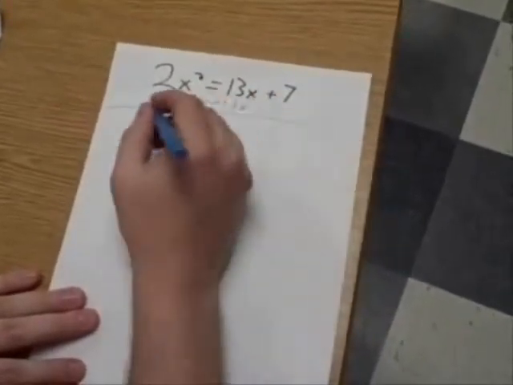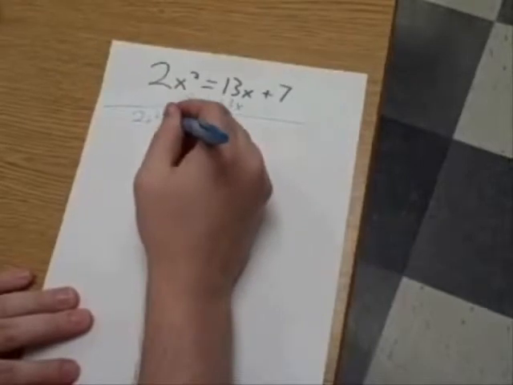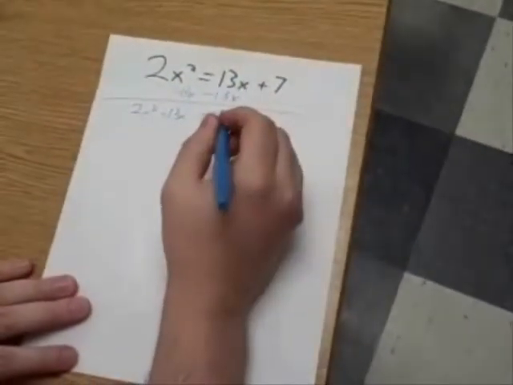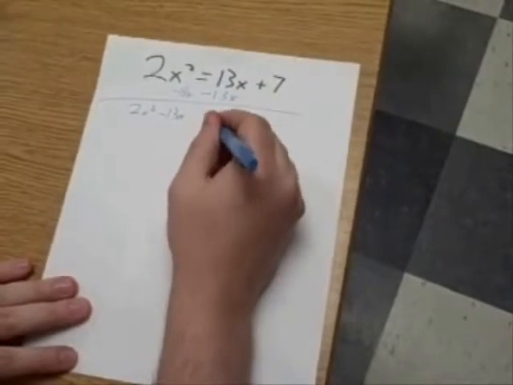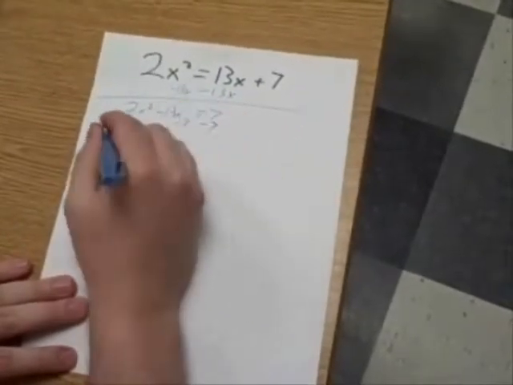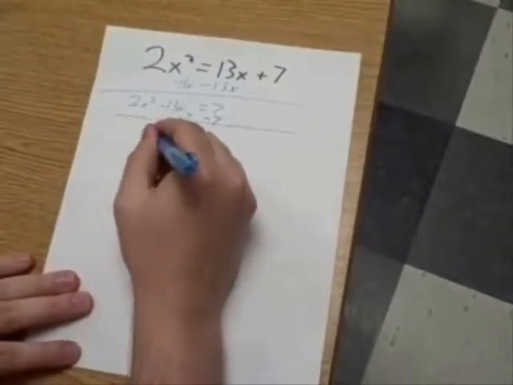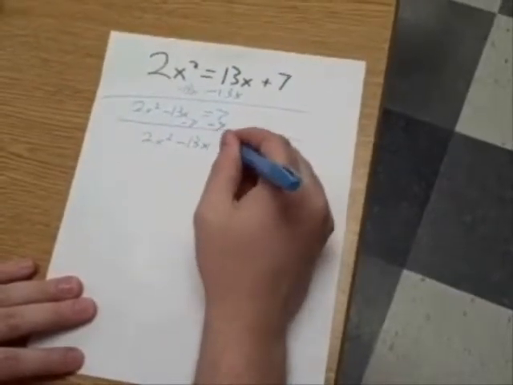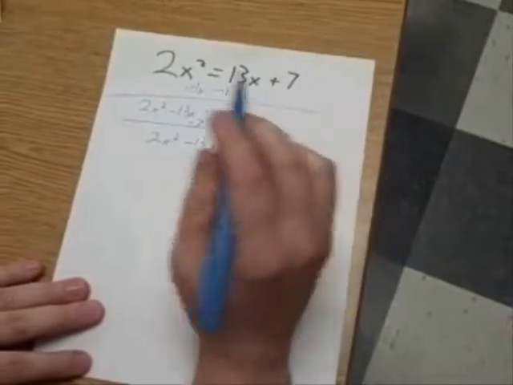These aren't like terms, so that's going to give me 2x squared minus 13x equals 7. Now I'm still not at 0, so I have to subtract 7 from both sides. Again, it's not like terms, so I have 2x squared minus 13x minus 7 equals 0.